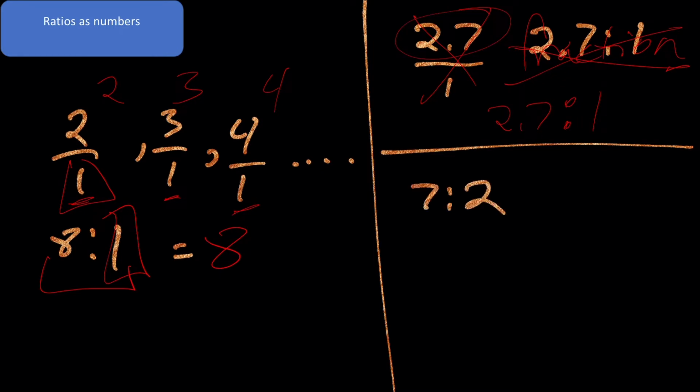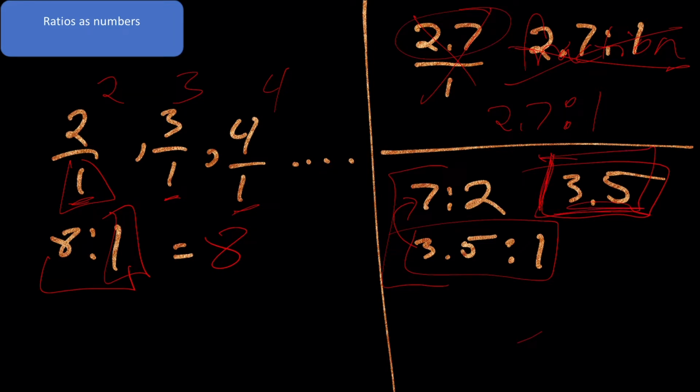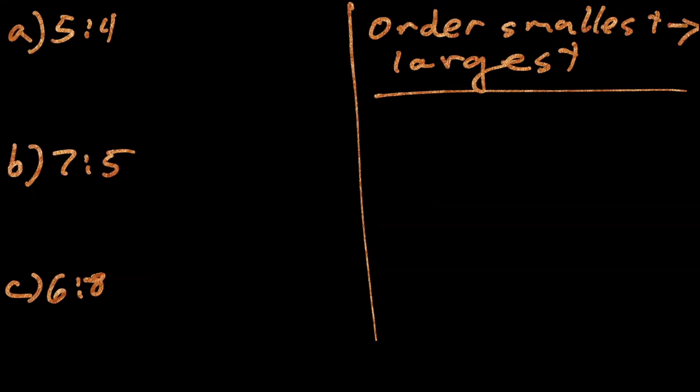So if I had a ratio of 7 to 2, this is equivalent to 3.5 to 1. So you can think of 7 to 2 as the number 3.5. We're going to get into this a little bit more, but these are equivalent fractions, because 7 is double that. So when we reduce it down and compare it to 1, the ratio can be just 3.5.